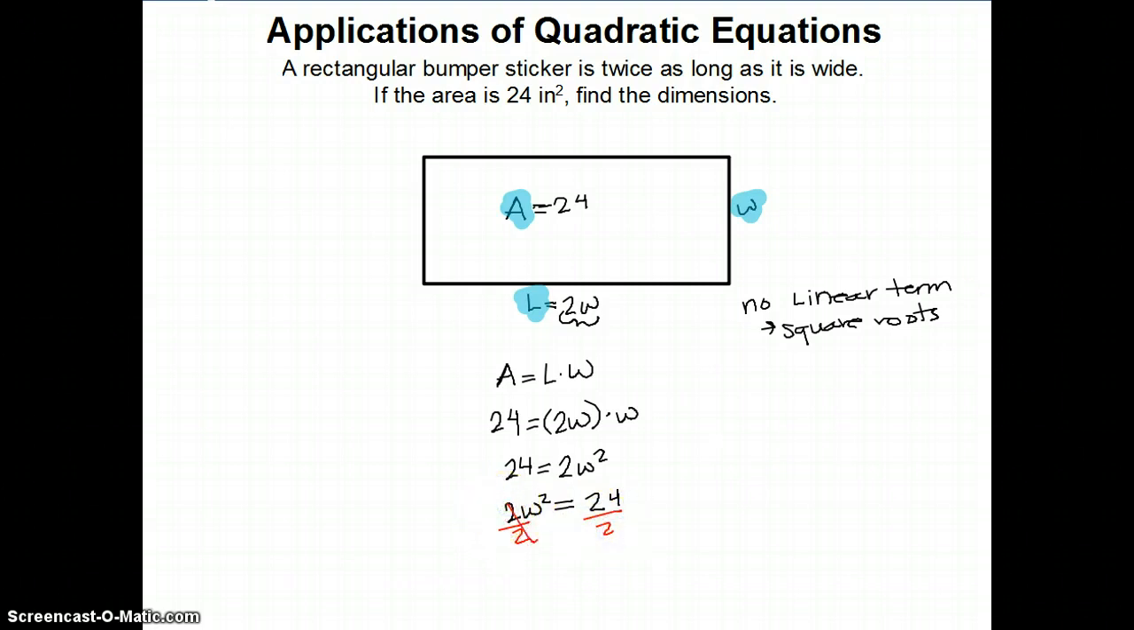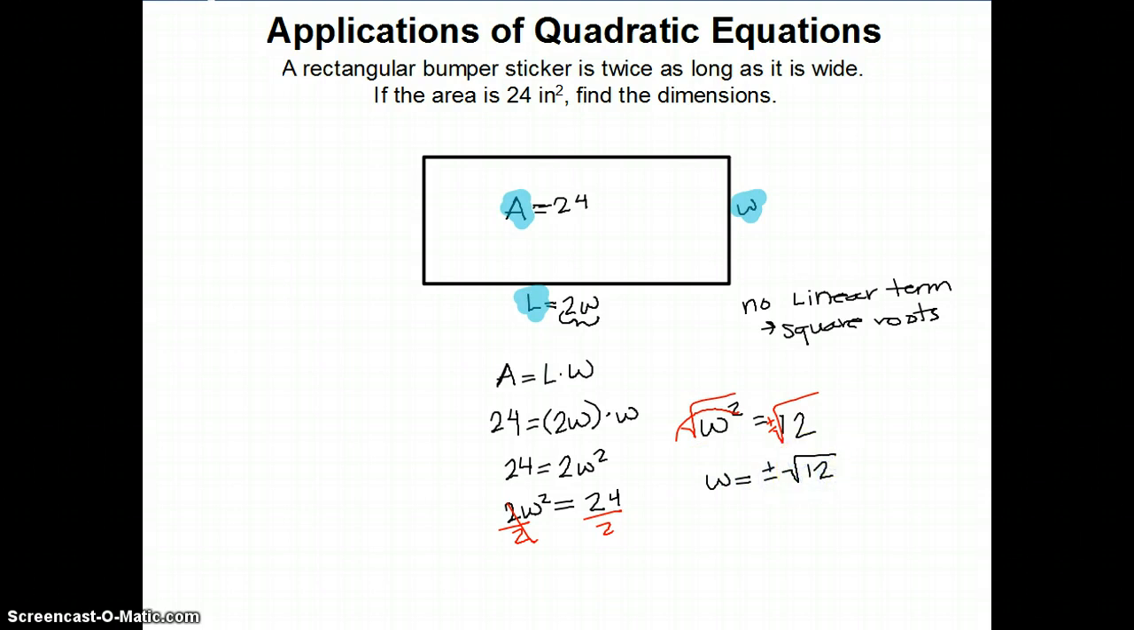Dividing by 2 leaves me with w squared on the left-hand side. And on the right, 24 divided by 2 leaves me with 12. From here, I need to get rid of that exponent on w, so I square root both sides. Don't forget your plus or minus. So now on the left, since the square root and the exponent cancel, I'm left with just w equals positive or negative square root of 12.